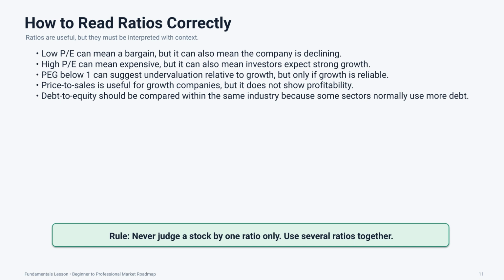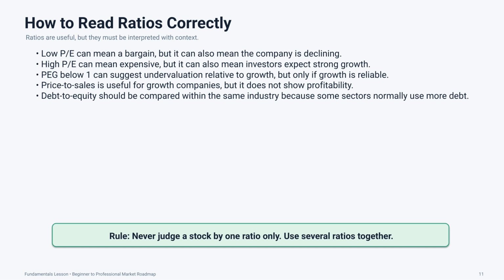A PEG ratio below 1 can sometimes suggest the stock is undervalued compared to its growth, but only if the company's growth is reliable. A price-to-sales ratio can be helpful for growth companies, especially when earnings are low, but it does not show whether the company is profitable. A debt-to-equity ratio must be compared within the same industry because some sectors naturally use more debt than others.